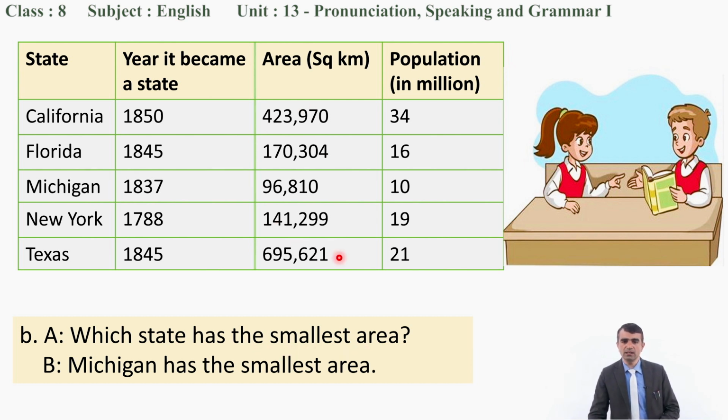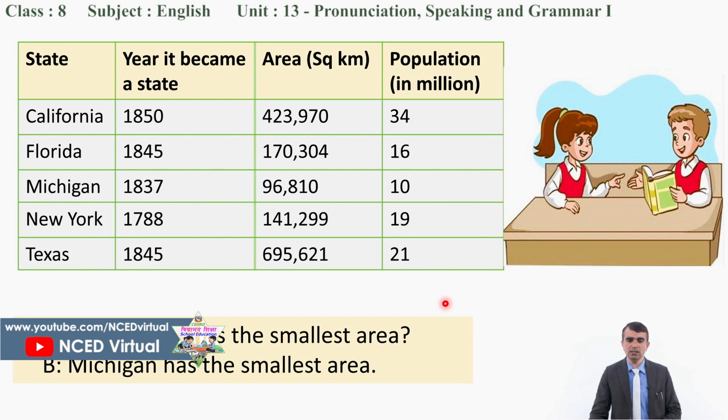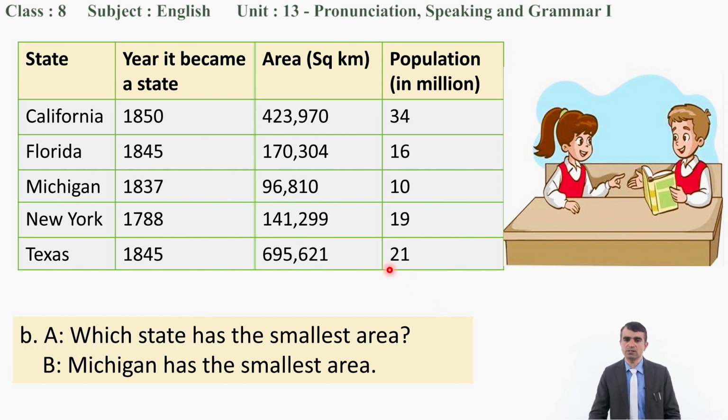Similarly, another question you can form here is, which state has the smallest area? You can find the answer here. B answers: Michigan has the smallest area. You can see here and say, 96,810 square kilometers is the area of Michigan state. Is it so?